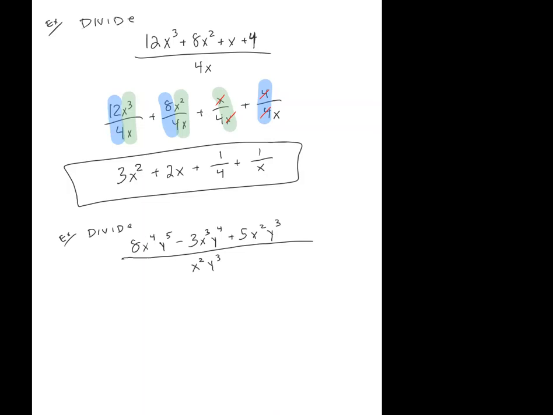Once again, it's a polynomial divided by a monomial, right? So how many fractions this time? 3. Very good. 8x^4 y^5 over x^2 y^3, minus 3x^3 y^4 over x^2 y^3, plus 5x^2 y^3 over x^2 y^3.